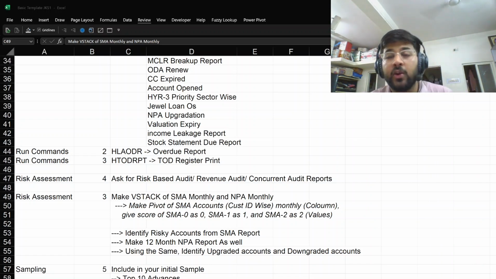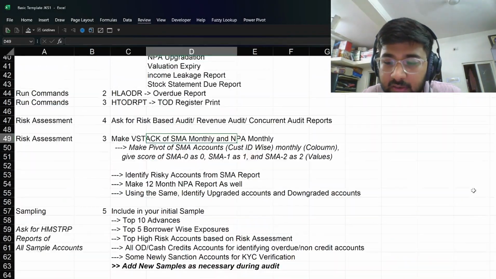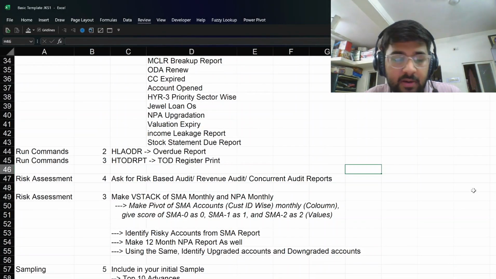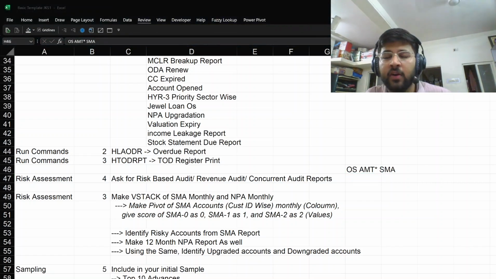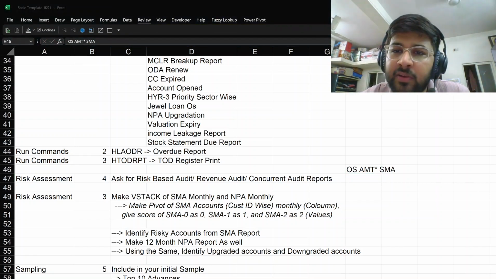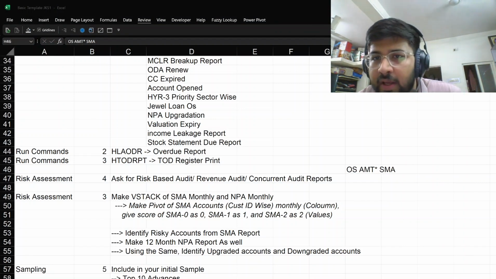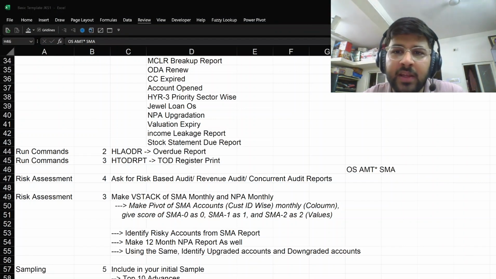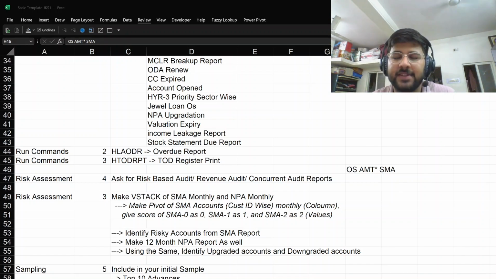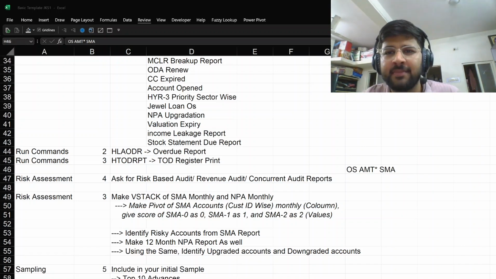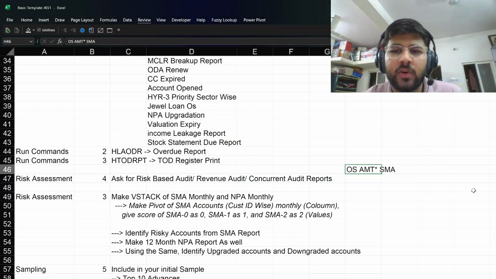bigger exposure. And you can also do a risk based method, that is the outstanding amount times SMA. This would give you a risk weighted measure of identifying certain accounts, and you can put this value into the values in your pivot, and the highest account would have the highest risk given the overdue amount. If an account is SMA 0, it would give you 0, and these accounts are not that problematic. However, you should include some SMA 0 accounts in your sample as well, because there are other issues to be noticed, not just SMAs.